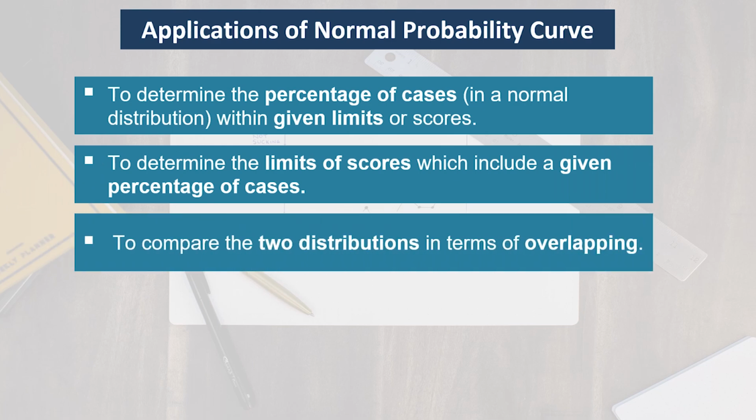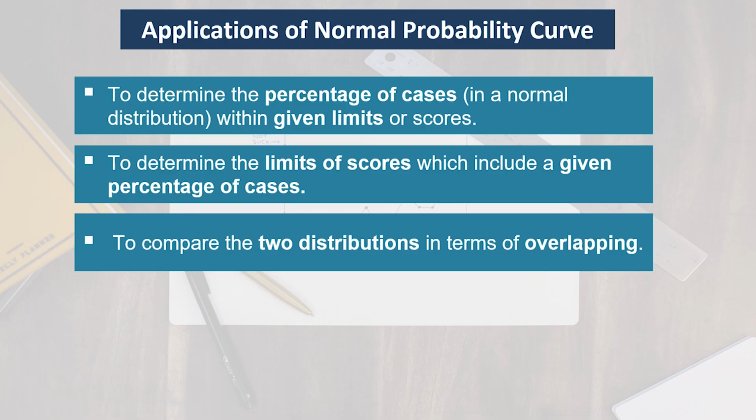The third application is to compare two distributions in terms of overlapping. Many a time you will find that two distributions overlap each other. So we will discuss how one overlaps upon another distribution, and in case of overlapping, how to find out what percentage of cases are overlapping. Let two groups be there, and the two means are also given. So how many students, or what percentage of students, are overlapping the mean of the other group?